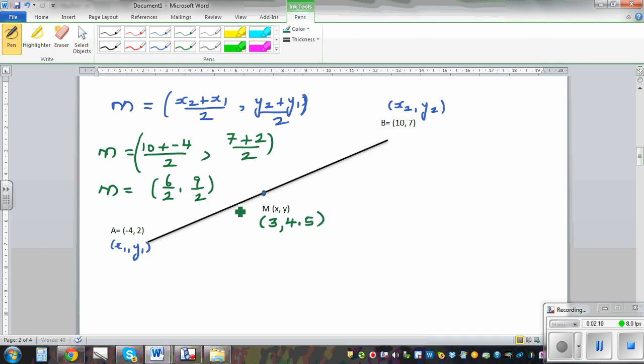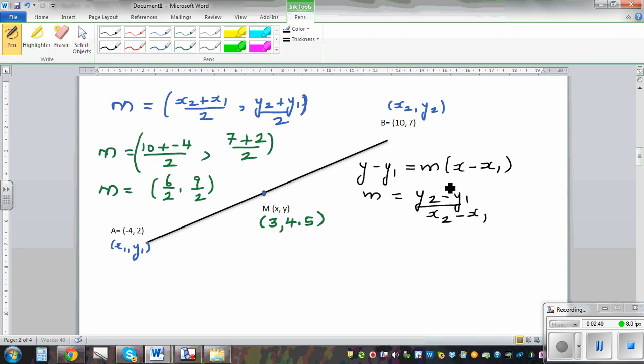Now let's write the equation of this line. The formula is y minus y1 is equal to m times x minus x1, where m is the gradient, which is change in y over change in x, which is y2 minus y1 divided by x2 minus x1, just like that.